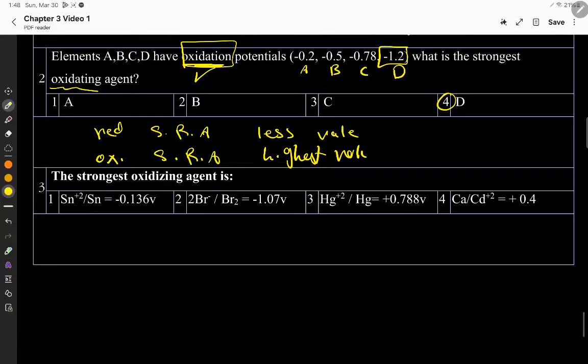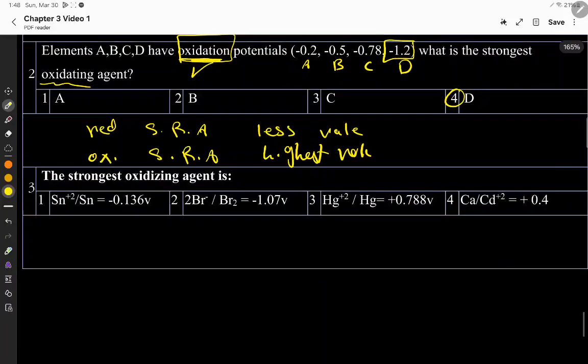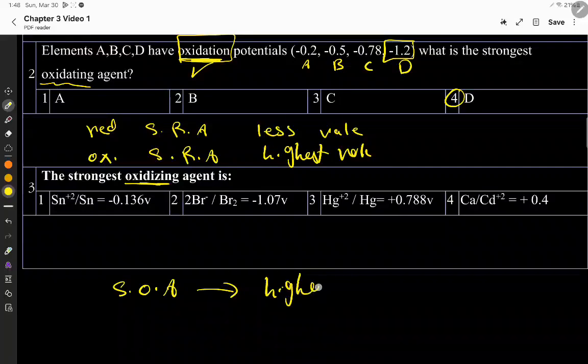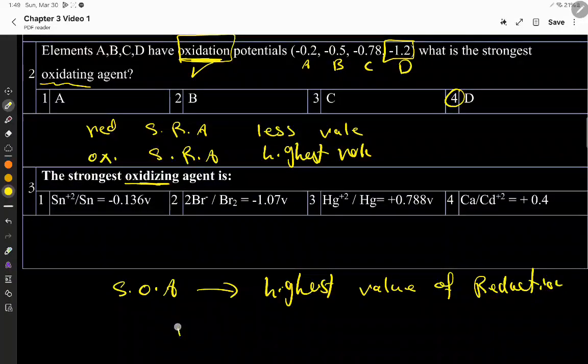Let's see this question here. Sometimes it can give us questions like these. The strongest oxidizing agent has the highest value of reduction potential. So we are going to see which one has the highest reduction potential here. Let's see. Sn to positive Sn. What happens here is reduction. Here, reduction, and it is negative. Is it the highest value?